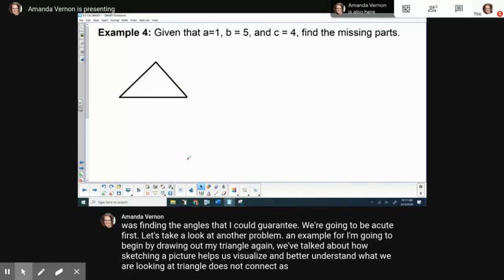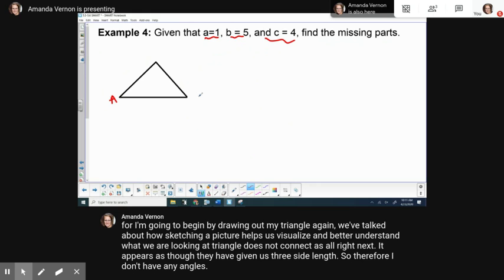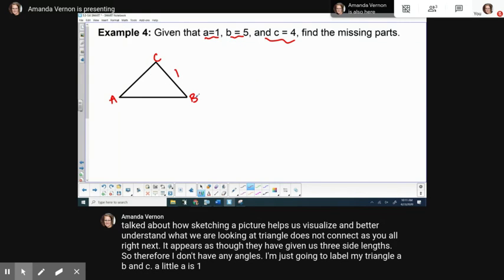All right. Next, it appears as though they have given us 3 side lengths. So therefore, I don't have any angles. I'm just going to label my triangle A, B, and C. Little a is 1, little b is 5, and little c is 4.